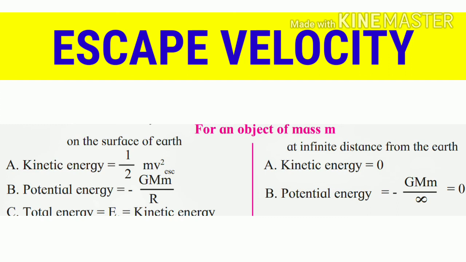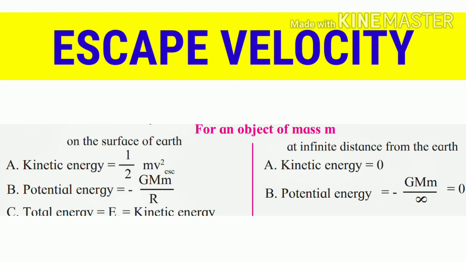Now, at infinite distance from the earth: A, kinetic energy is equal to 0. B, potential energy is equal to minus GMm upon infinity, which is equal to 0. C, total energy E2 is equal to kinetic energy plus potential energy, which is 0.